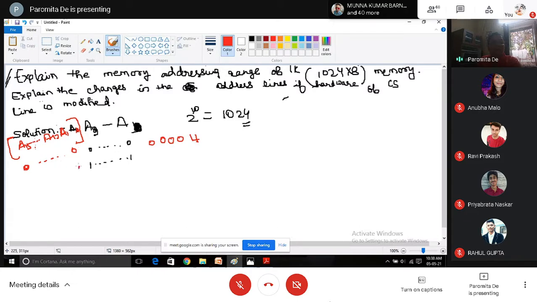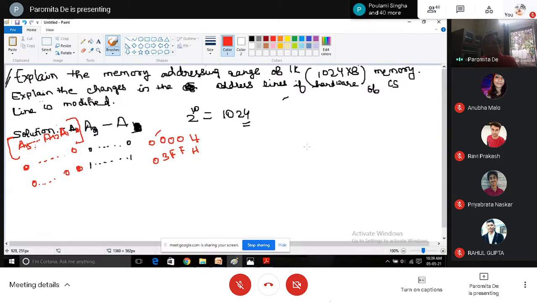And if we put 1 here and the rest 0, or let us put 1 0 here, then how much will the memory location be? 1 2 3 4, that is F, then 5 6 7 8 F, 9 10 is 3 0. Okay, so this will be the range of memory that I can address. If I'm having this from A0 to A9, from 0000 to 1111, this is the range of the memory that I can address.